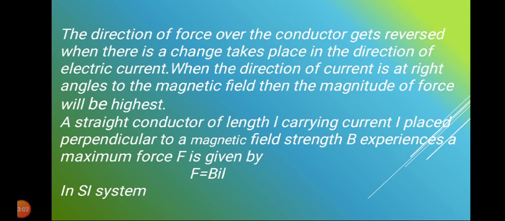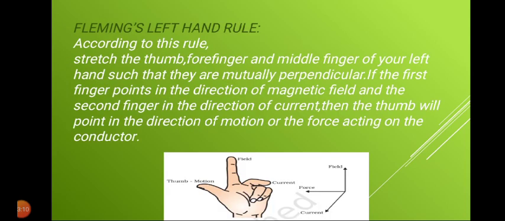Okay, I hope you all students got it about the force on a current carrying conductor placed in a magnetic field. Now next one is, as I had told you, how will you find the direction of force experienced by a straight conductor carrying current which is placed perpendicular to a uniform magnetic field. The direction of force experienced by a straight current carrying conductor can be obtained by using Fleming's left hand rule. Okay, now what is Fleming's left hand rule?